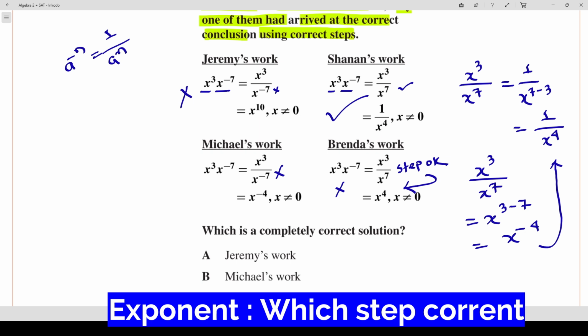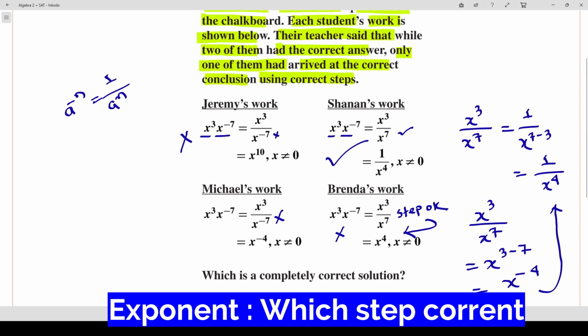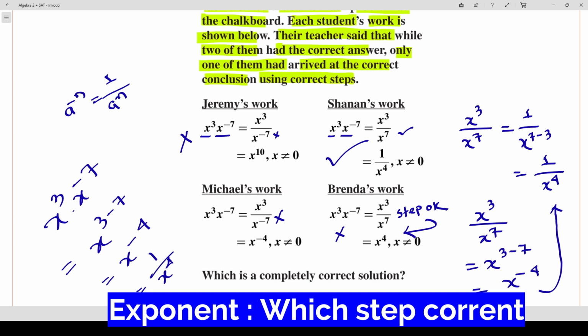So in this case, which one is correct? Shannon's work is correct, which is x to the power 3 times x to the power minus 7. It will be x to the power 3 minus 7. That means x to the power minus 4. We can write 1 divided by x to the power 4, right?